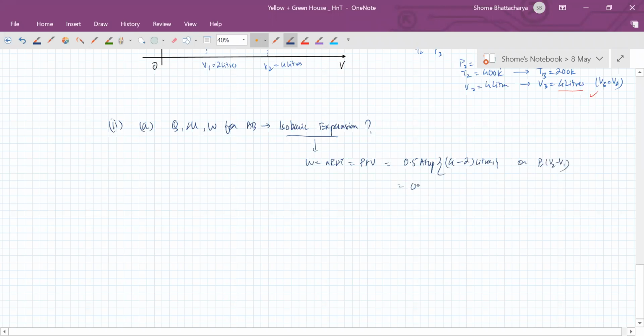Okay. So this becomes 0.5 into 2 liter atmosphere. So that is 1 into this much in joules. Okay. So I think it will become 101 joules with a positive sign. That is the work done during the process AB.